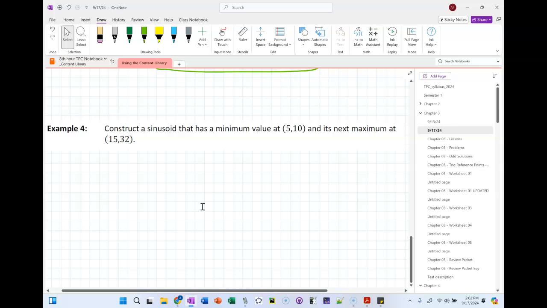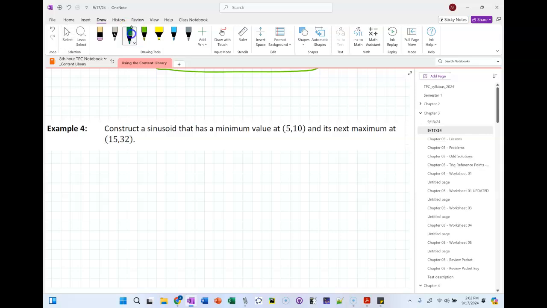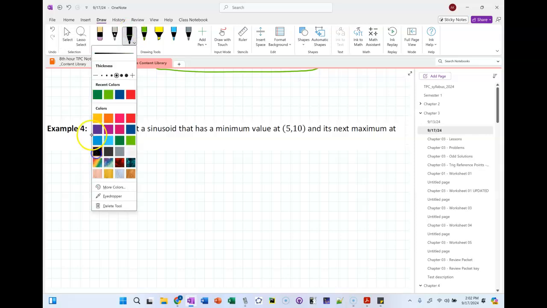All right, last example. Here we're asked again for a sinusoid. So again, we have the freedom to pick whether we want to write a sine or cosine equation. Both are fine. And all we're given is a minimum and the next maximum. Mr. Gulick, I don't love that. It's not too bad.